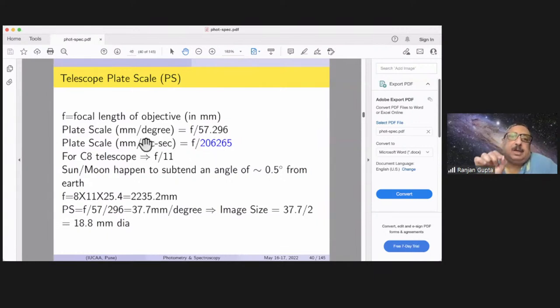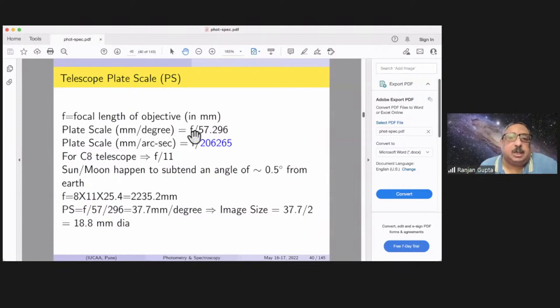That means every millimeter on your picture, on your CCD, in your camera or on the photography film, corresponds to that angle in the sky. Which means if you have a galaxy image, if the galaxy is this much, it comes to a very small thing on your detector. So this is the formula for that.